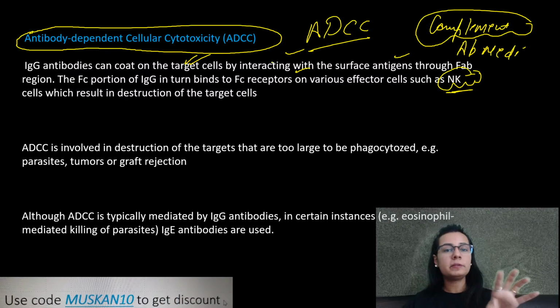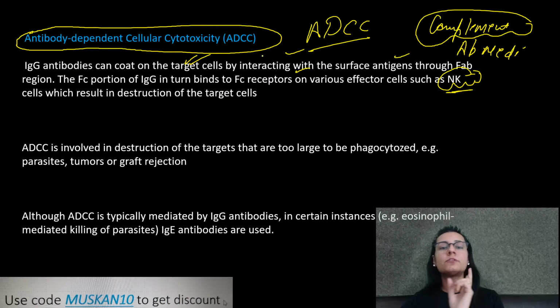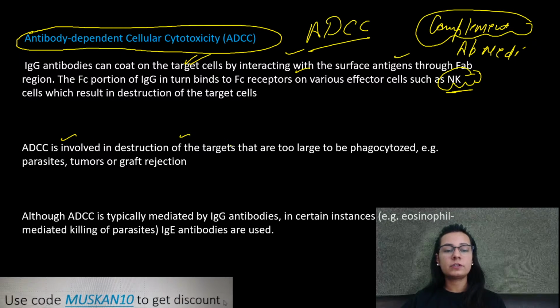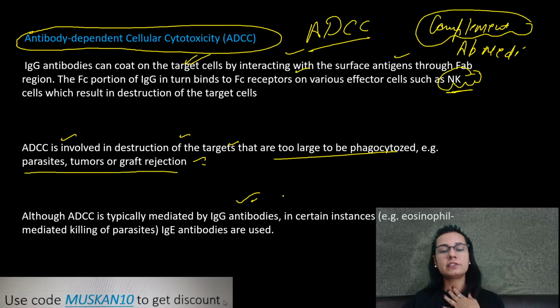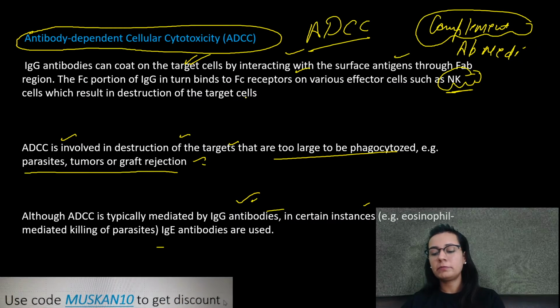One is the complement mediated, another is the antibody mediated. Mainly complement mediated is responsible for the type 2. ADCC is involved in the destruction of the targets that are too large to be phagocytized, that is the parasites, tumors and the graft rejections. Although ADCC is typically mediated by the IgG, in certain instances even IgE antibodies are used. So there is a difference between the complement mediated and the antibody mediated cytotoxicity.